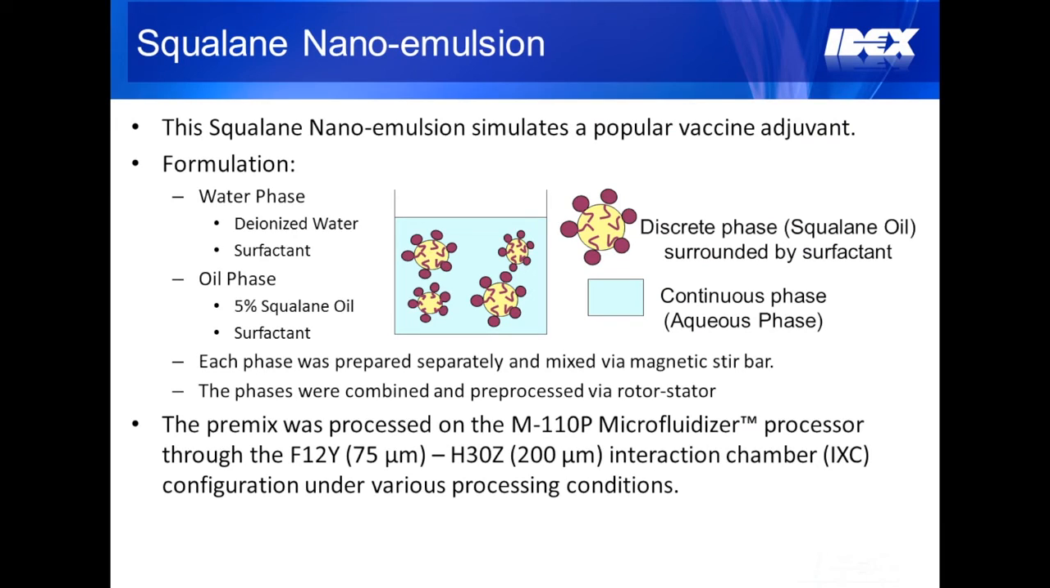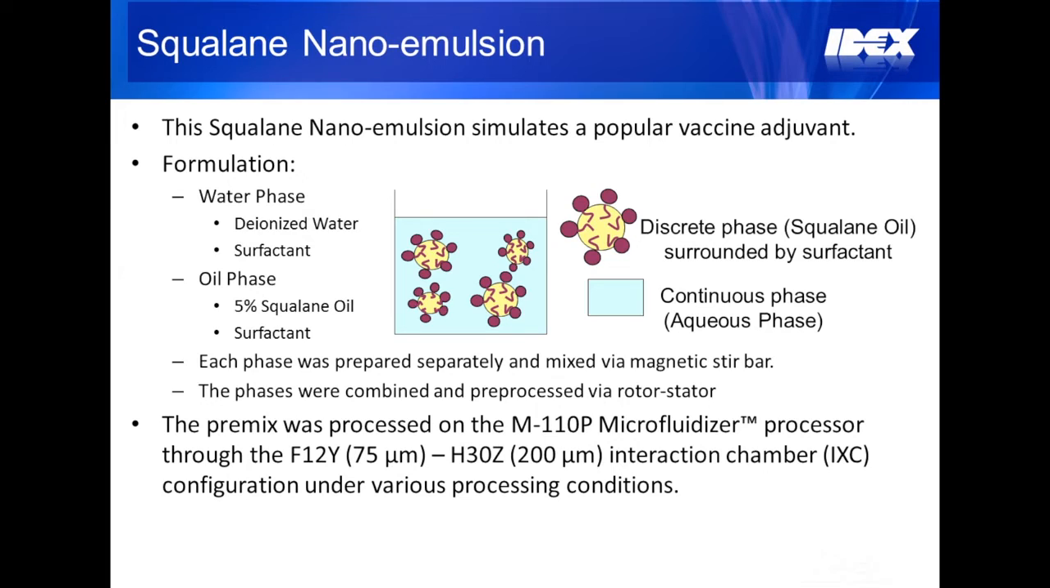Our collaboration with Pall began by choosing a robust formulation that is commonly found in industry. We chose a squalane nanoemulsion that represents a popular vaccine adjuvant. This formulation is made up of a water phase and an oil phase, each containing a surfactant. A premix was created by combining both of these phases and mixing them with a rotor-stator.